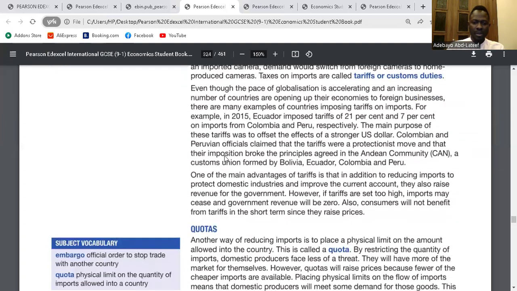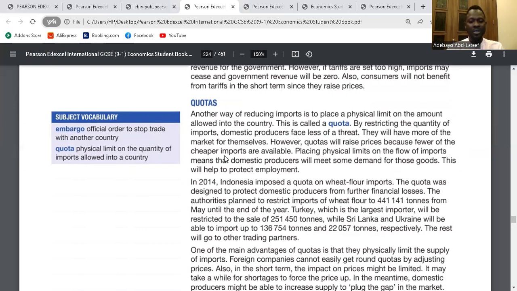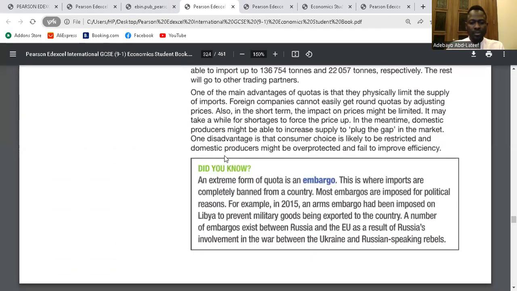Clear. Quotas. Quotas means putting a numerical value on the quantities of goods that can be imported into a country. When this happens, it limits the amount of goods that can come into the country, meaning that as soon as those goods are done, domestic businesses will be able to sell, and that will increase their output and revenue.